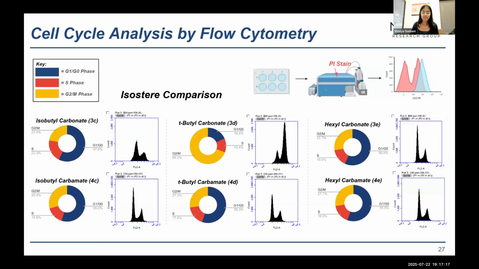As a reminder, carbonates have an oxygen where carbamates have a nitrogen, but in the isosteres, the rest of the substituent is the same. Interestingly enough, in our isobutyl and hexyl isosteres, there was no difference or a limited difference in the percentages of the cells in each of the stages. However, for our lead compound, T-butyl carbonate, there was a significant and almost 2 to 3-fold increase in the percentage of cells that were arrested in the G2/M phase, which was quite fascinating to see.